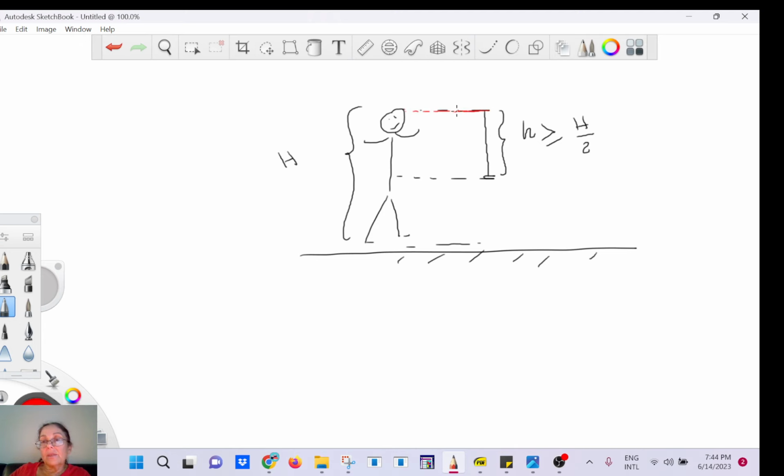Because here light will be reflected back and fit more like this. So we see the image.